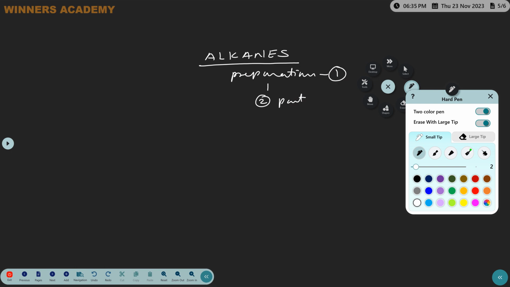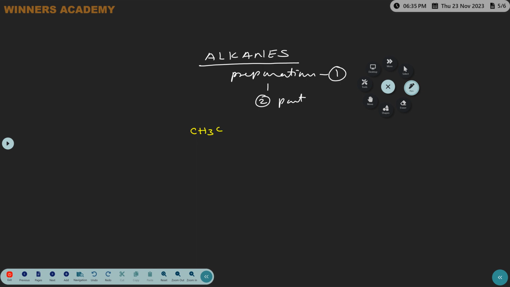Now, see here, how do you prepare alkanes by Kolbe electrolysis? This is CH3COOH. What is its name? Acetic acid. It splits into CH3COO minus and H plus. Instead of H plus, if you add Na plus, this becomes CH3COONa. This is the sodium salt of acetic acid, or sodium acetate.